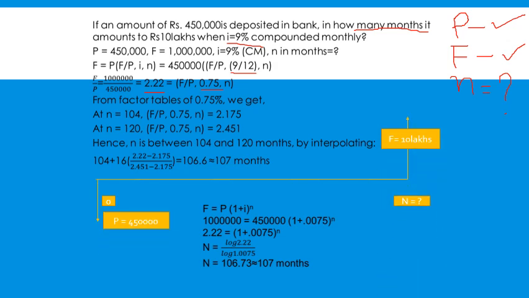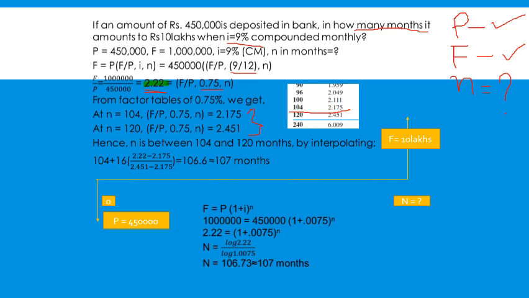P is 4.5 lakhs, F is equal to 10 lakhs, N is equal to what? So from the factor table, for 104, F by P is equal to 2.175, and at N is equal to 120, it is 2.451. Why did I select these two? Because I want the F by P value as 2.22.